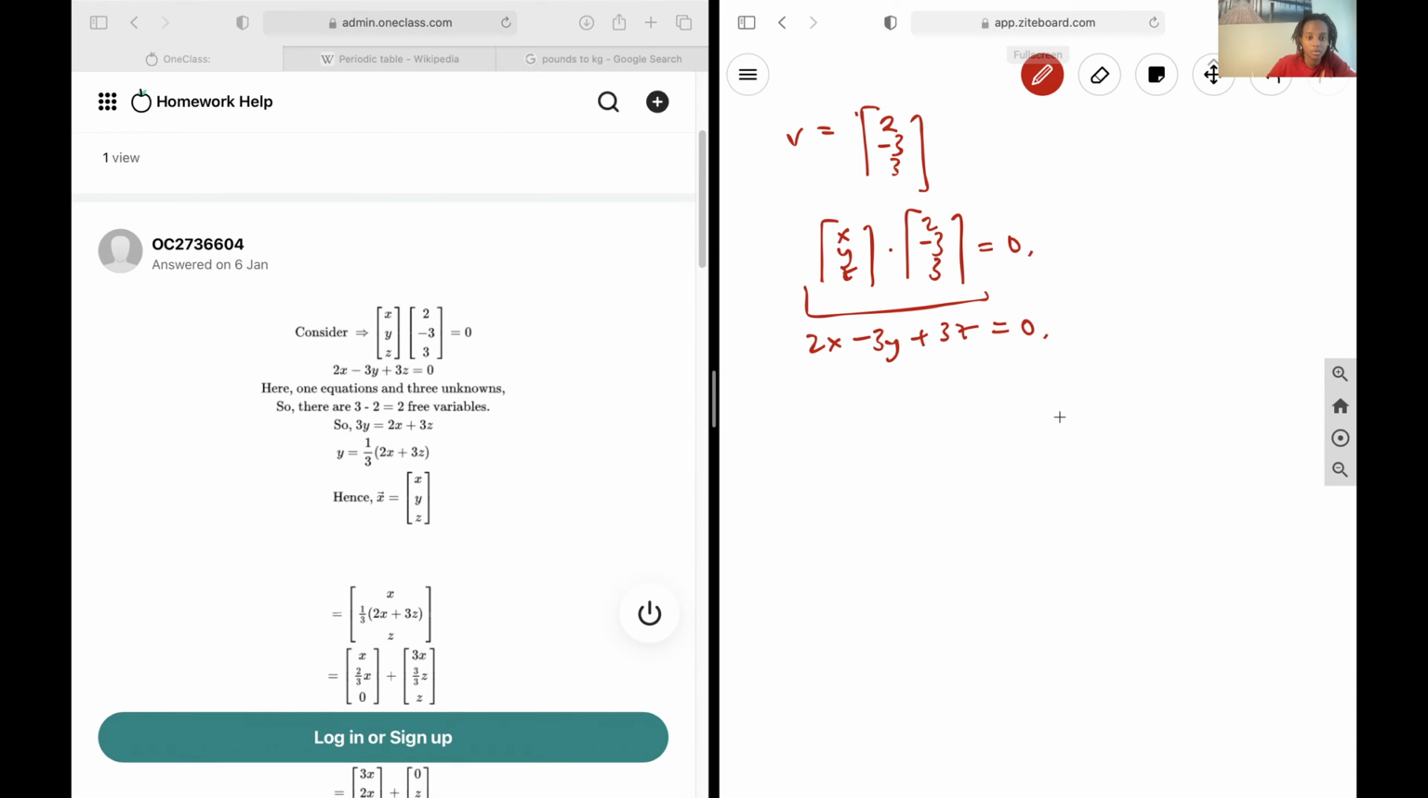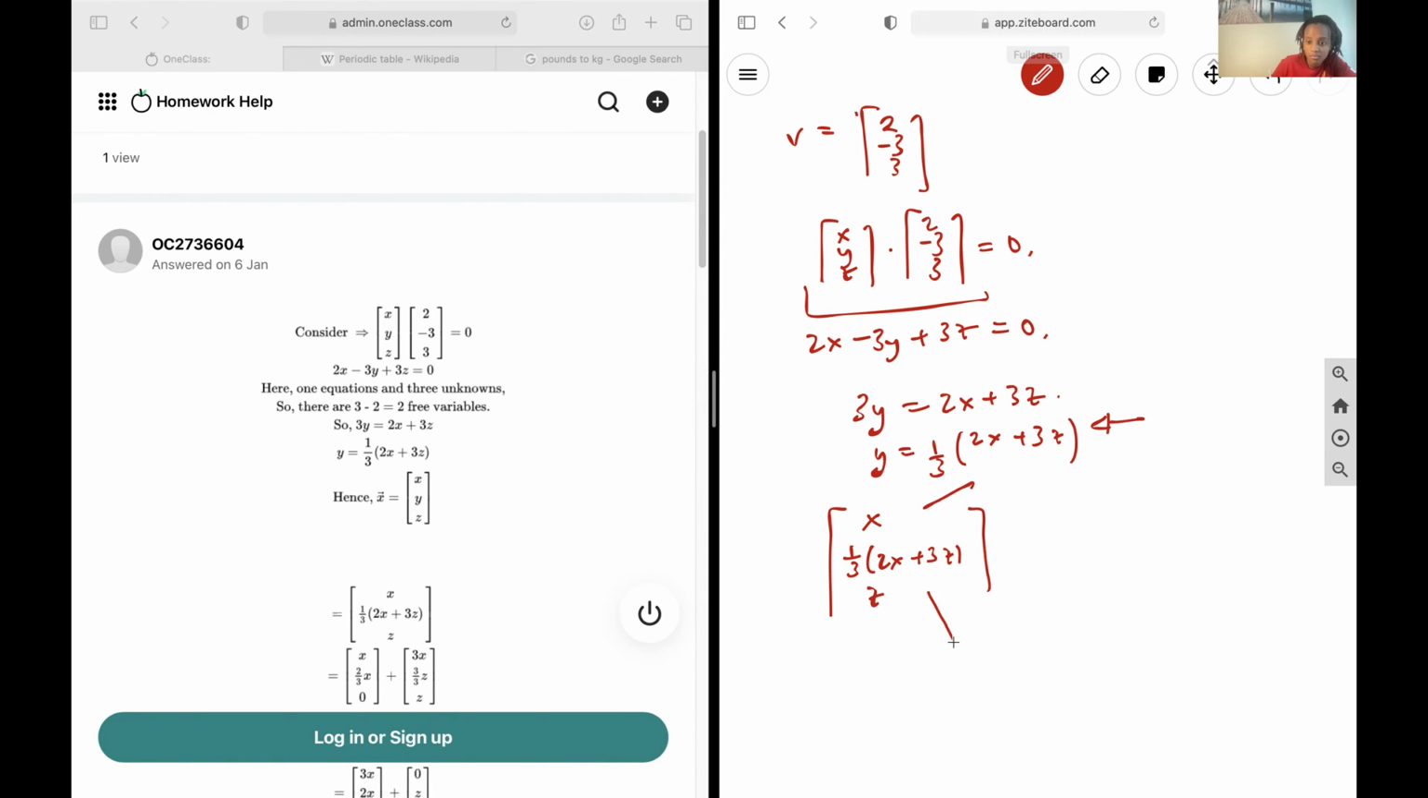And so here we have one equation and 3 unknowns, and so we have 2 free variables. If we set 3y equal to 2x plus 3z, which means y is equal to a third of 2x plus 3z, I can pick any numbers that will satisfy this. If I put that in, it becomes x, a third of 2x plus 3z, and z. So we've written the constrained variable in terms of the free variables.